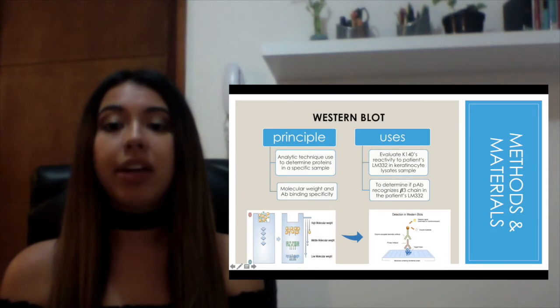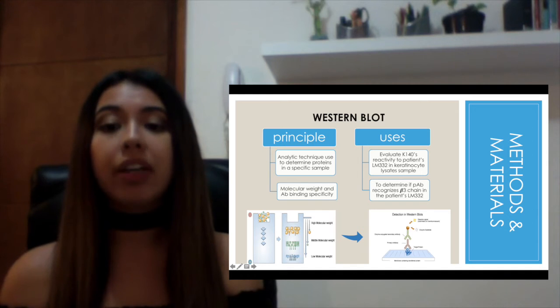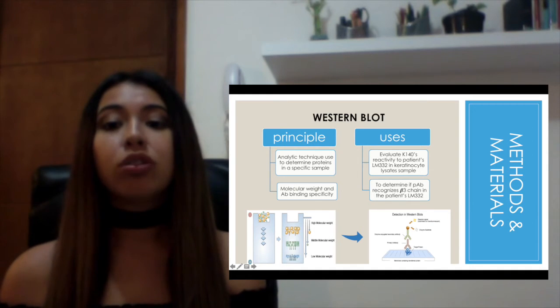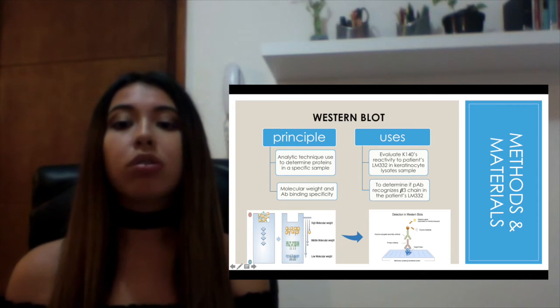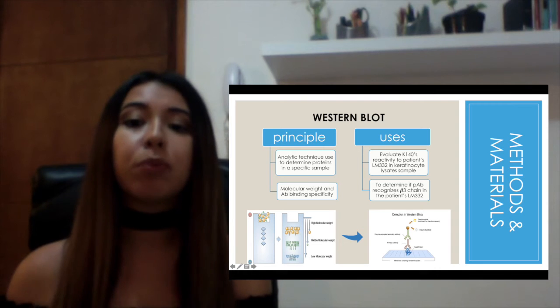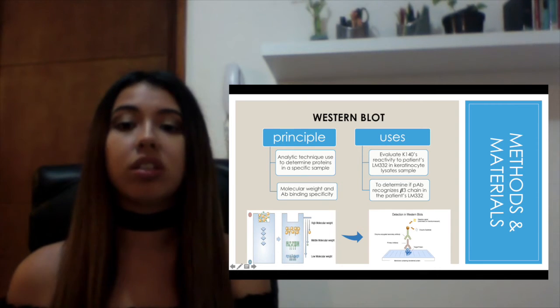As the antibodies are specific, they only bind to the protein to be studied. So the only visible band on the results is for that specific protein. Also, the thickness of the band is directly proportional to the amount of protein present in the sample.